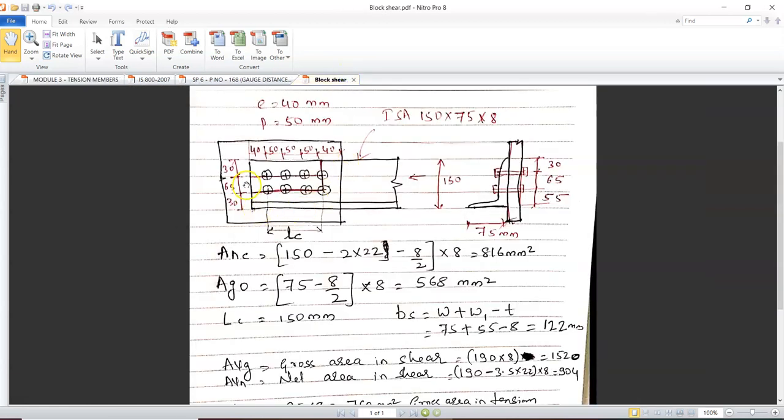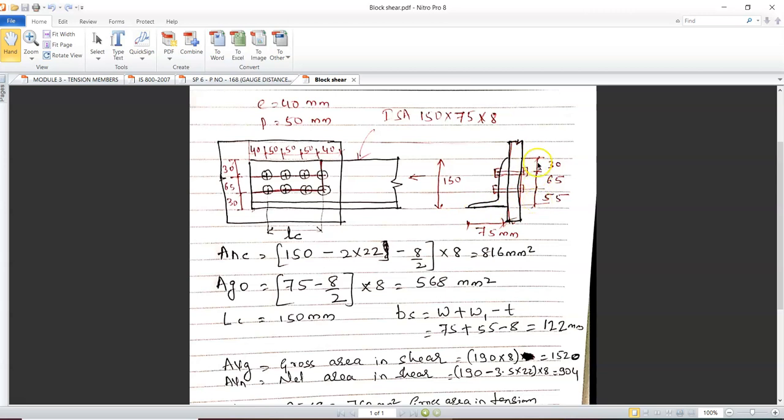Those 8 bolts are arranged in the figure shown here. In the figure, this is the elevation and this is the side view. The angle we have adopted is ISA 150 x 75 x 8, out of which 150 mm is the connected leg that is connected to the gusset plate, and 75 mm is the outstanding leg. I'll repeat, 150 mm is the connected leg, connected to the gusset plate, and 75 mm is the outstanding leg.